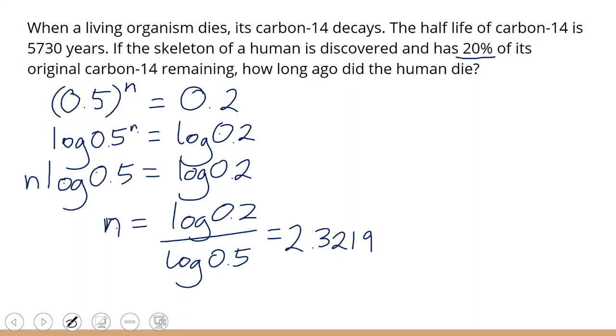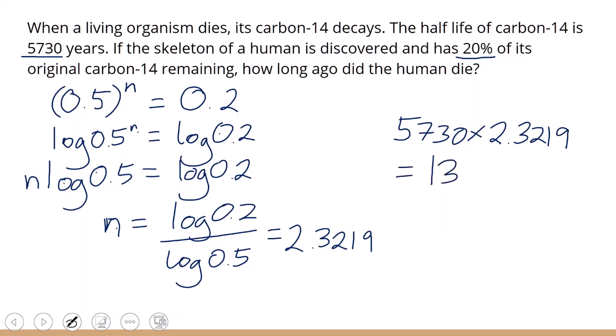But remember, it takes 5,730 years per half-life. So I need to times that here. So I'm going to do 5,730 times the number of half-lives, which is 2.3219. And through that, I see that it has taken 13,305 years to reach this level of decay. So the answer is this human died 13,305 years ago.